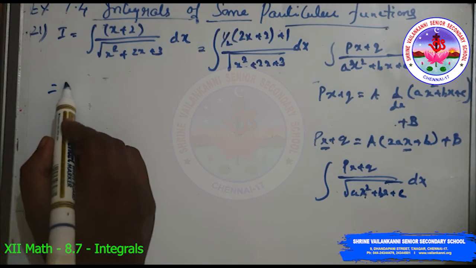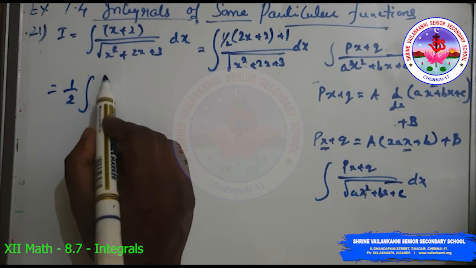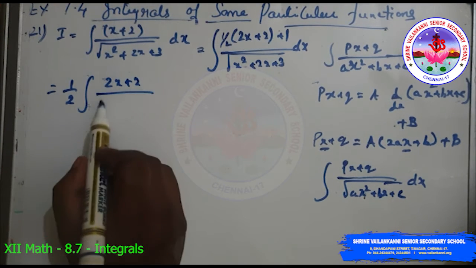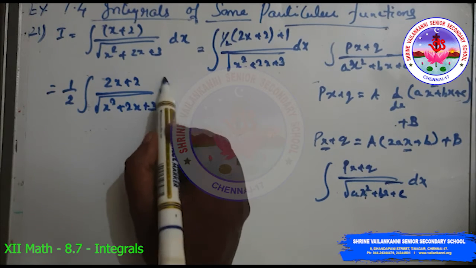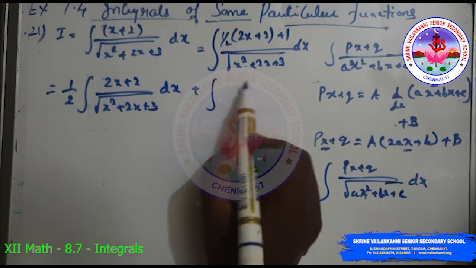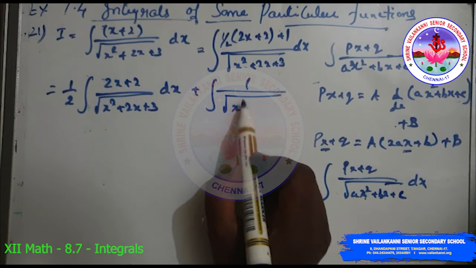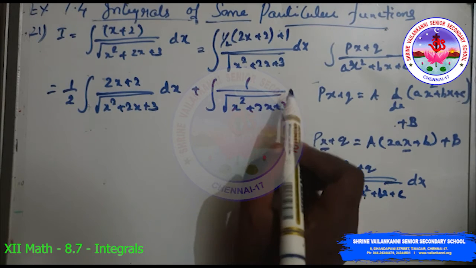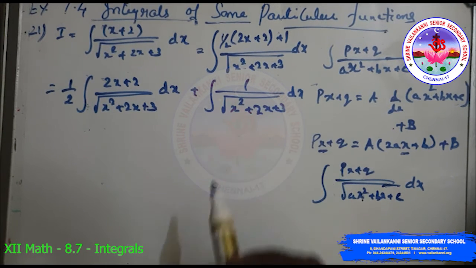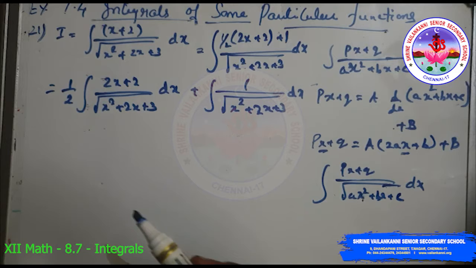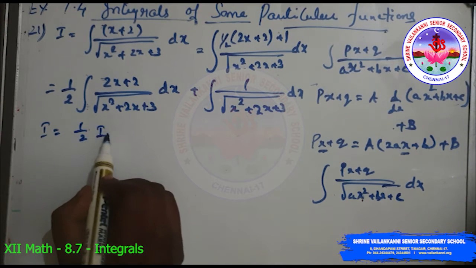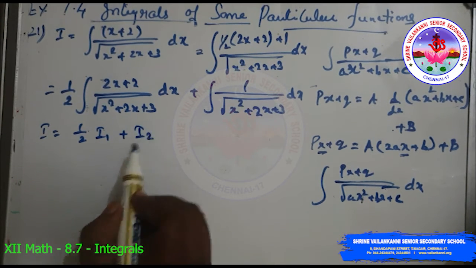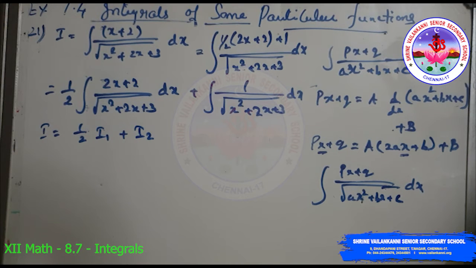So I am going to separate this: half of the integral of 2x plus 2 by root of x square plus 2x plus 3 into dx, plus 1 into root of x square plus 2x plus 3 into dx. So taking this integrand as I equal to half I1 plus I2. First we will do I1.